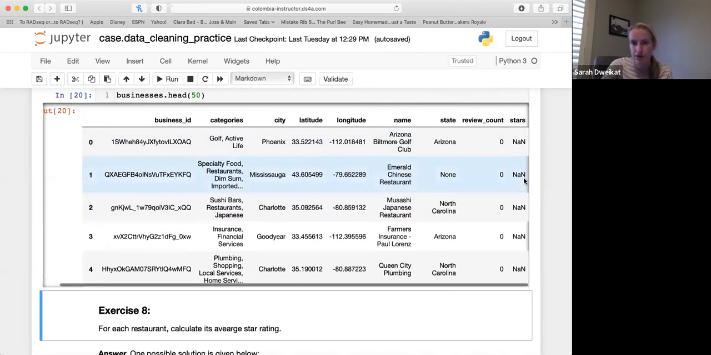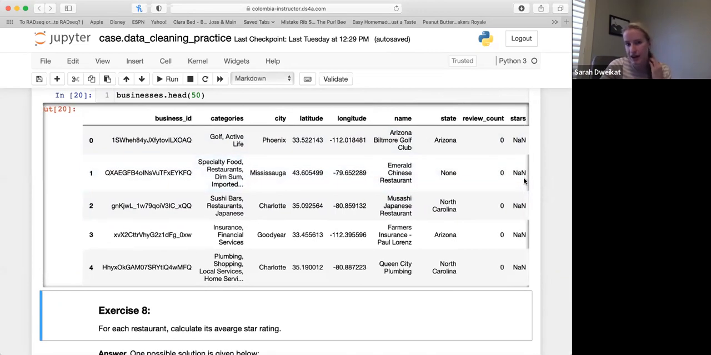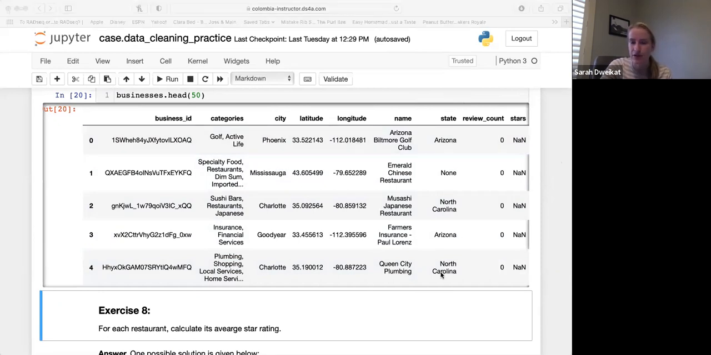If we had loaded the full data set like someone did in the live chat, then we could have sorted it based off of review count. And then we would have had actual numbers for stars instead of just 0, since these don't have any reviews, or we could have filtered it by any review counts that are greater than 0. But so far, is this code making sense?